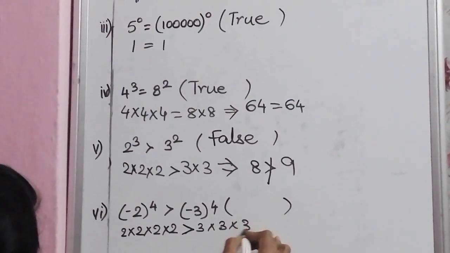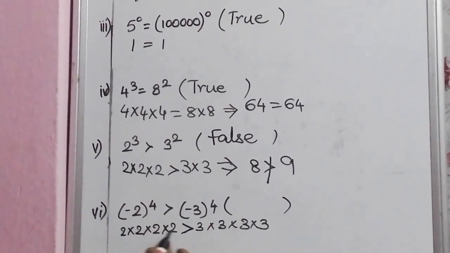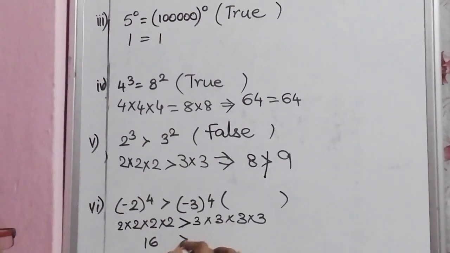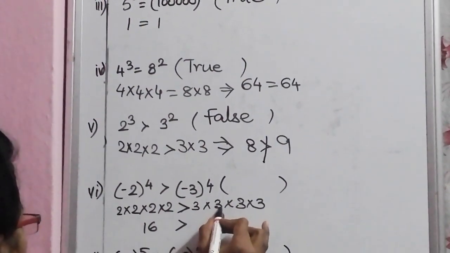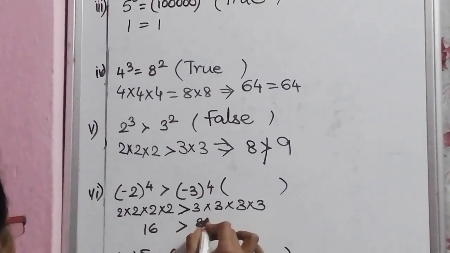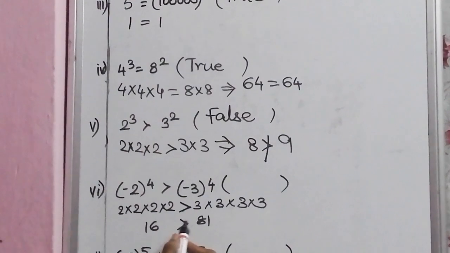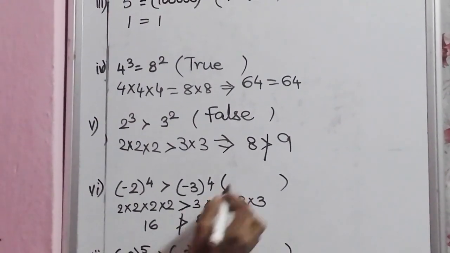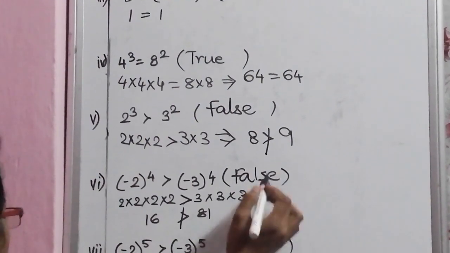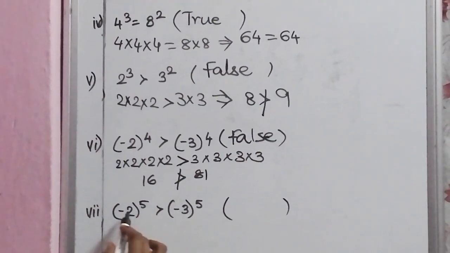3 into 3 into 3 into 3. So 2 twos are 4, 4 fours are 16. This is greater than 3 threes are 9, 9 nines are 81. Is this correct? 16 is greater than 81? No. So this is false. Understood? Now let us do the last bit of this exercise.